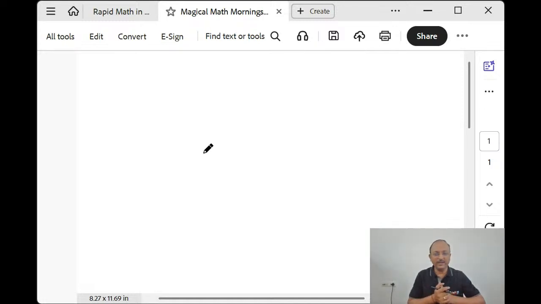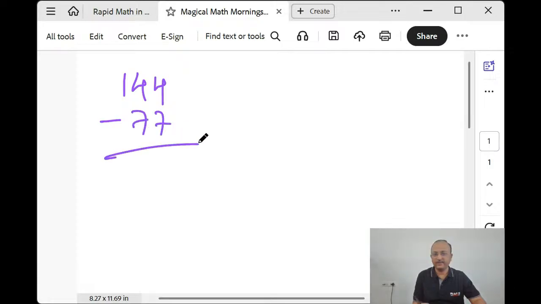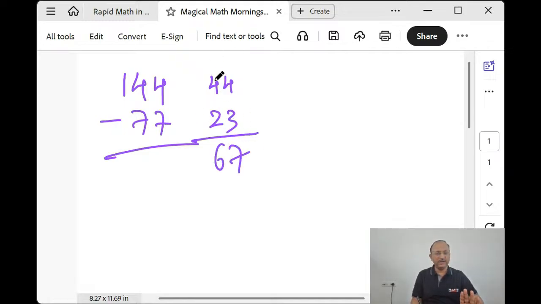Can we do some practice? Let's take some numbers. Suppose we want to do 144 minus 77. What we do, 144 is 44 more than 100, and 77 is 23 less than 100. Just add these two differences and you will get the sum. That is 67. Addition, we are very fast now, correct? Because we have learned many tricks of addition. Directly, we can tell the answer is 67.